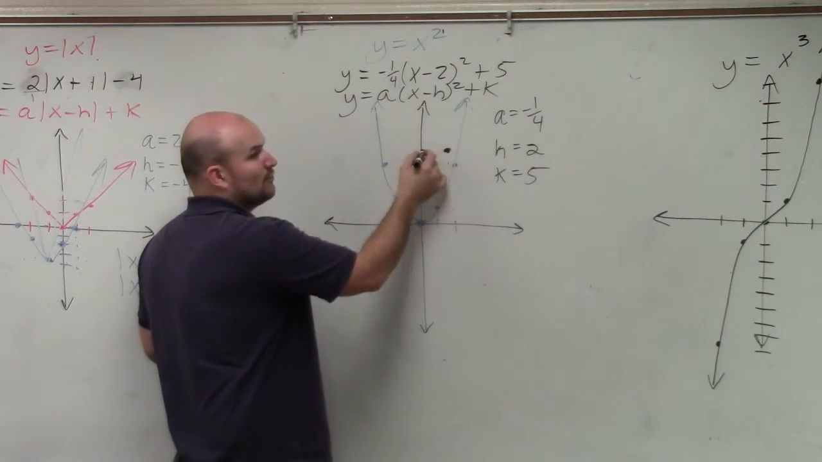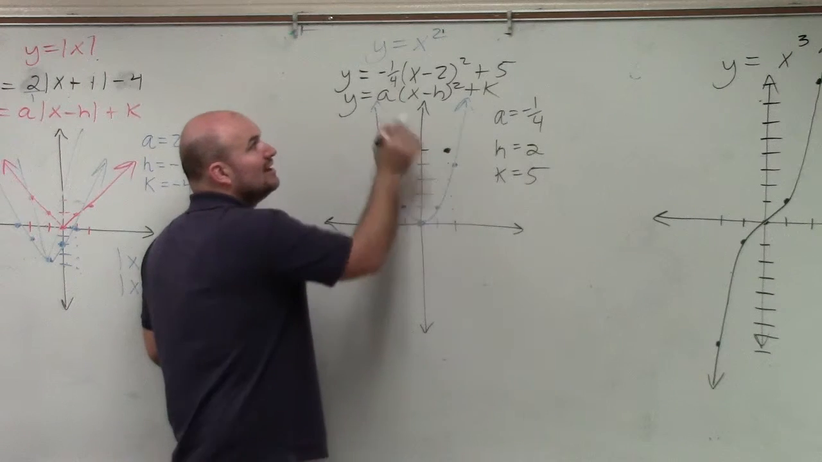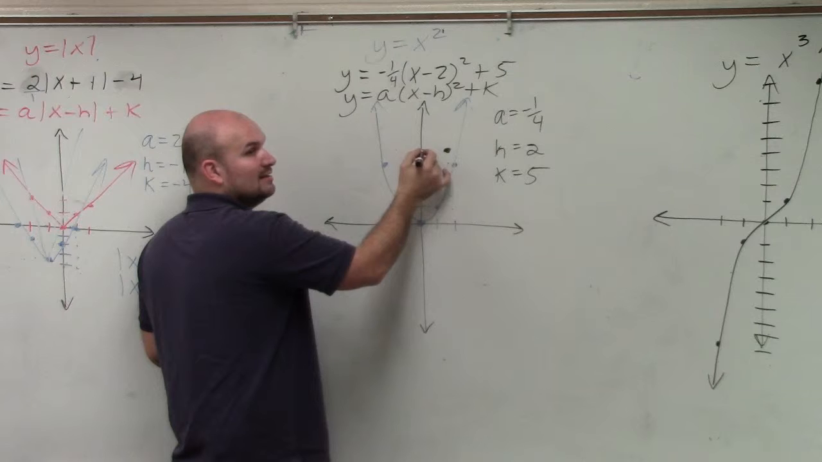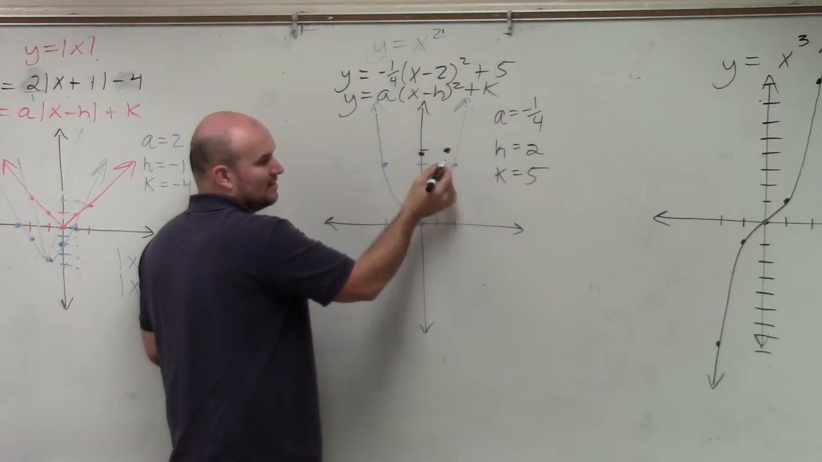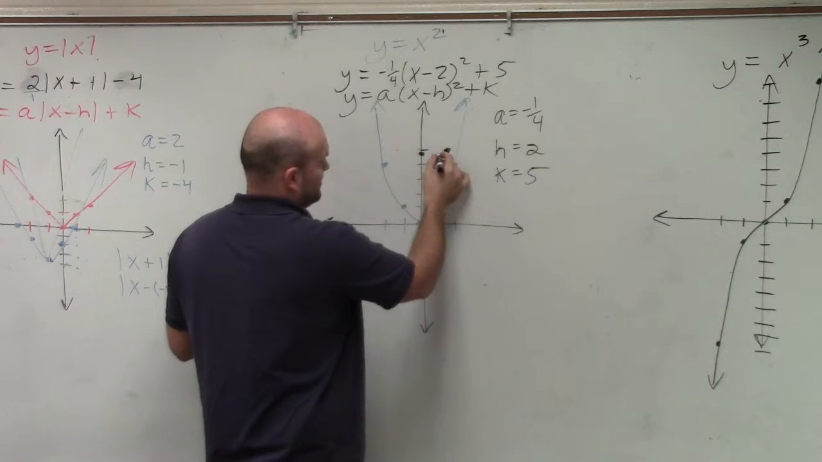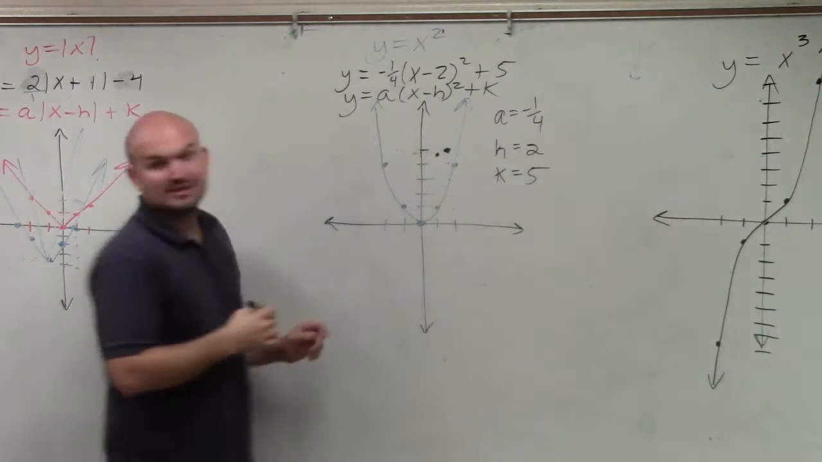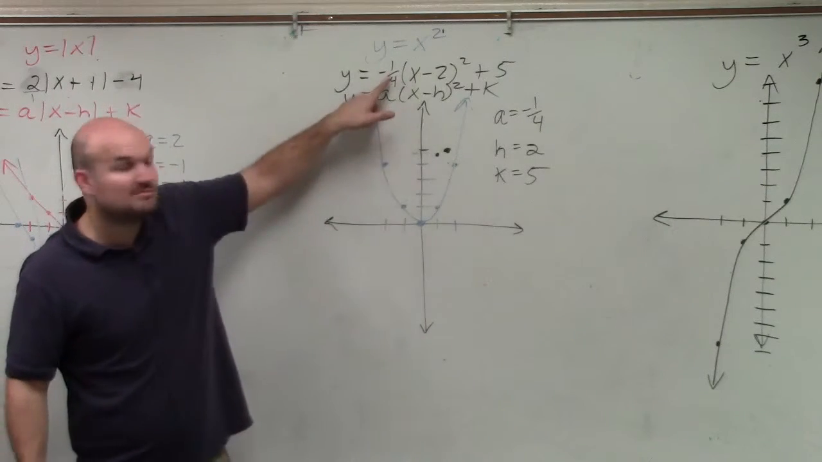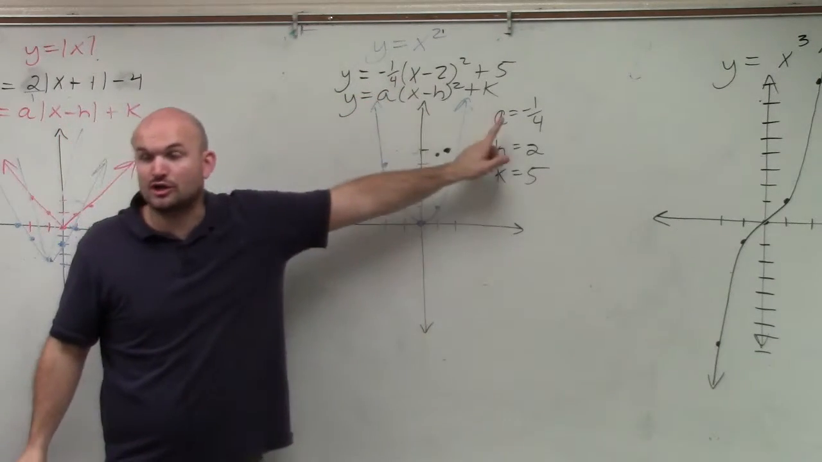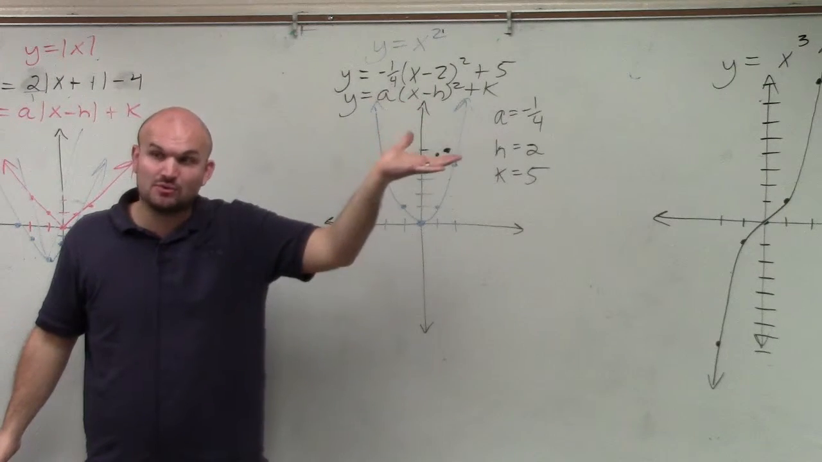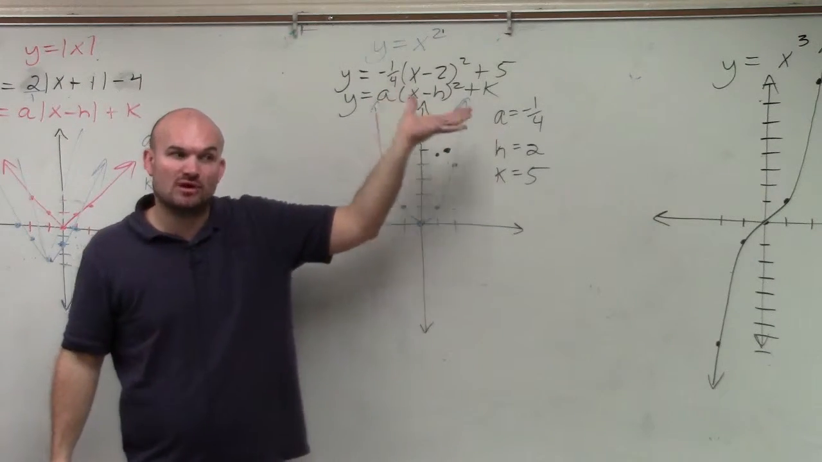So instead of going over 1, down 1, over 2, down 4, I need to multiply that by 1/4. So when I go over 1, instead of going down 1, I'm going to go down 1/4. Instead of going over 1, down 1, you have to multiply it by a. So you're going to go over 1, down 1/4, because 1/4 times 1 is 1/4.